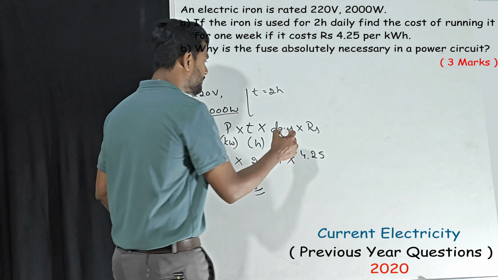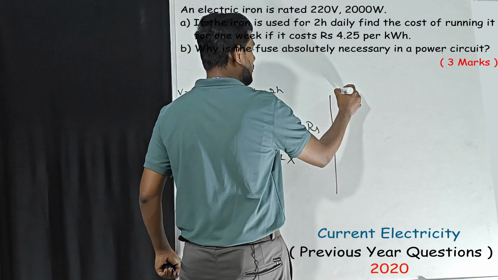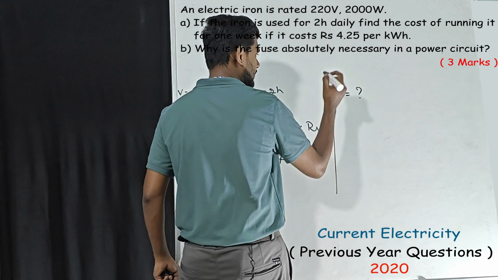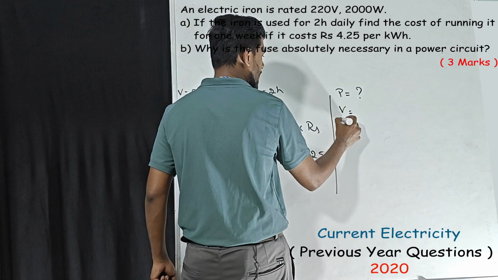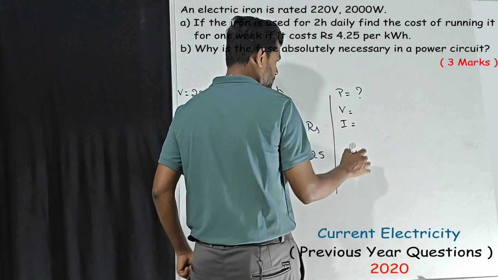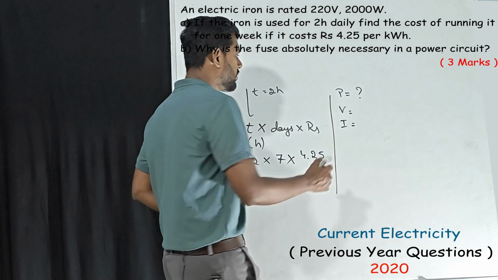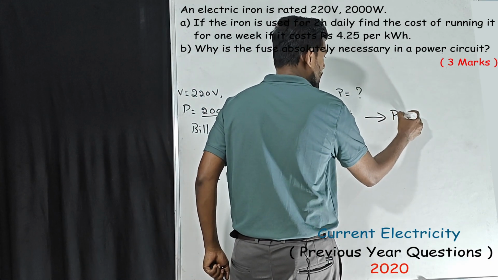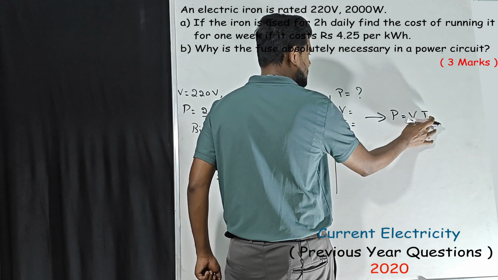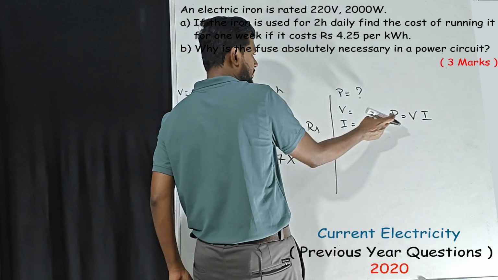Okay, very simple. They will not give you the power value. They will give you voltage and current values. Using those two, we need to find power. Power is equal to V into I. If you substitute these two, which are given in the question, we'll get power.